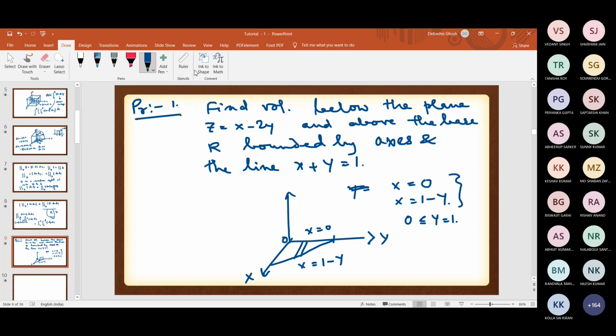So therefore now it is easier to integrate. You can integrate y from 0 to 1, x from 0 to 1 minus y, of x minus 2y, dx dy. So from where has the range of y come? The range of y is coming from here. Since we are taking it on the y axis, x is 0. So if x is 0, this comes to y equals 1. So that is 0 to 1.